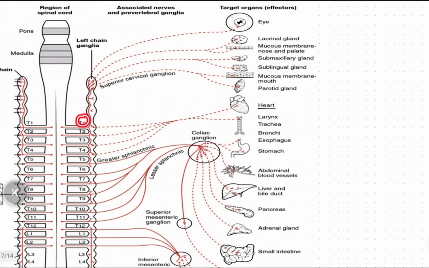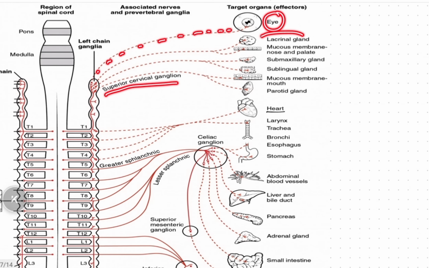From the level of T1 to T4 or sometimes T5, some of the preganglionic sympathetic neurons move in the upward direction from here, from here, from here. They move upward and form the ganglion at this level. We call this ganglion the superior cervical ganglion. The postganglionic nerve fiber from this ganglion supplies some vital organs like the eye, the lacrimal glands, which form the tears, and the major salivary glands like the submaxillary gland, sublingual gland, and parotid gland. So we will be discussing the individual effect of sympathetic activation on these organs.